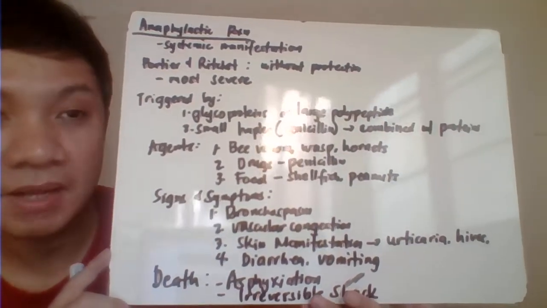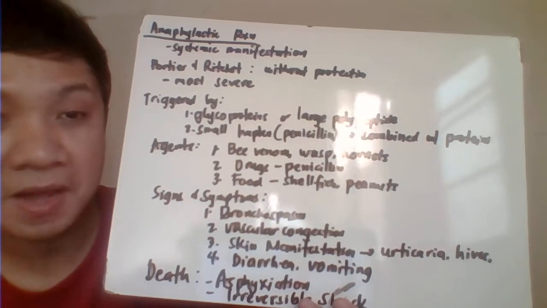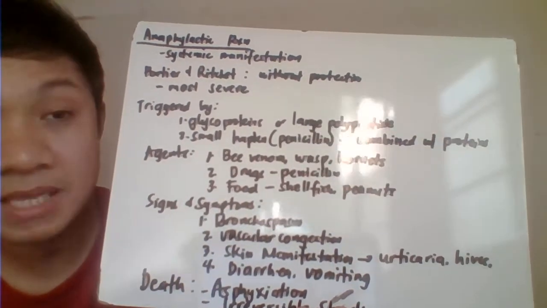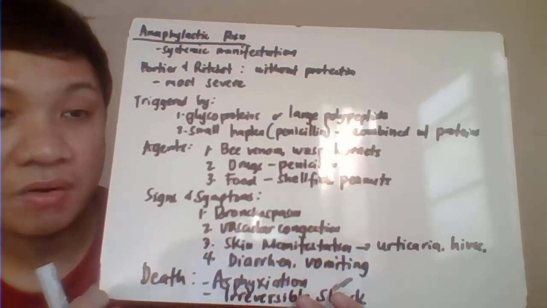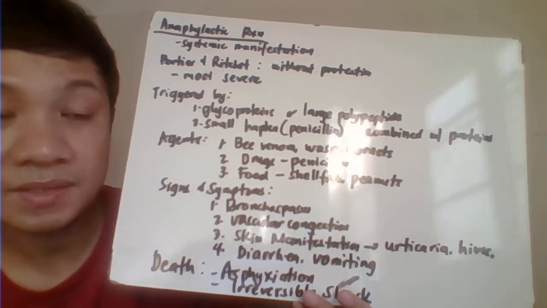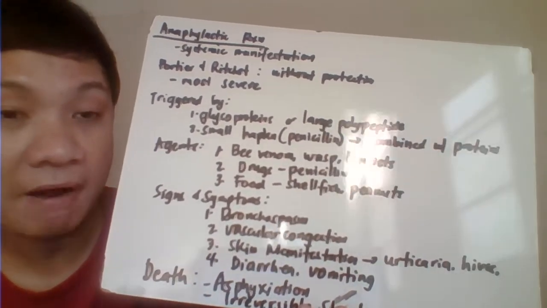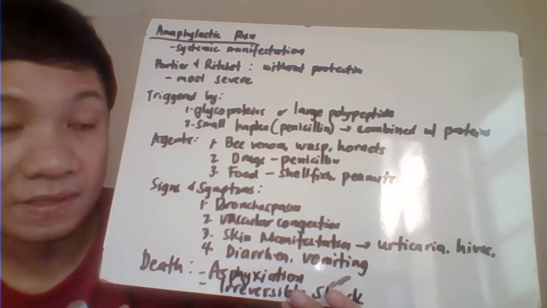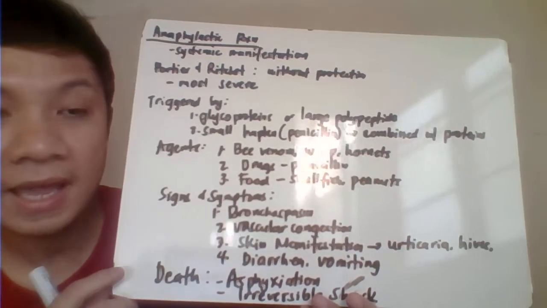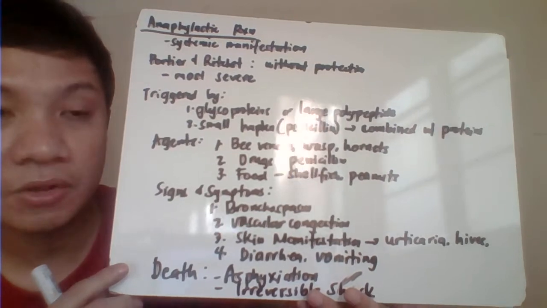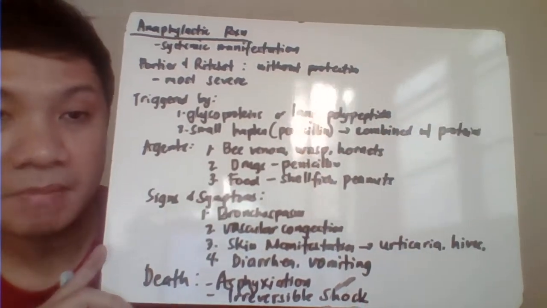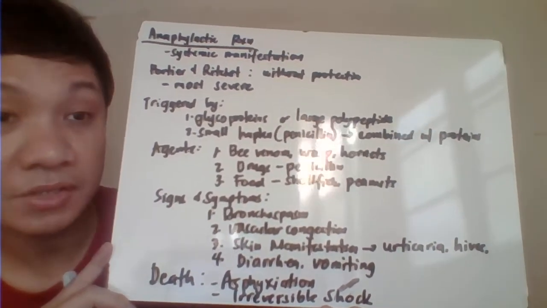Death here is, again, triggered by the primary mediators like histamine, di ba? They trigger increased mucus gland secretion and eventually obstruction of pulmonary airflow, resulting in asphyxiation. And there is a reversible shock related to increased capillary permeability, resulting in hypotension and shock.